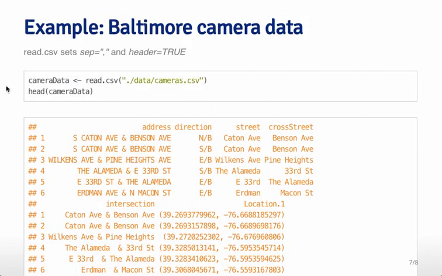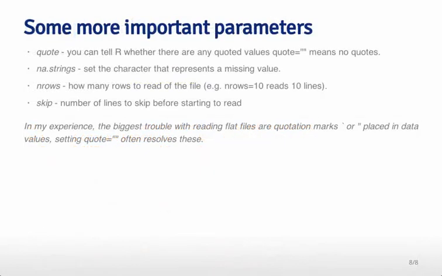You can also use read.csv in the case that you have a CSV file. It automatically sets sep equal to quote, comma, and it automatically sets header equals TRUE. If you have a CSV file, which is one of the most common flat formats that you'll see for data, you can use the read.csv command.